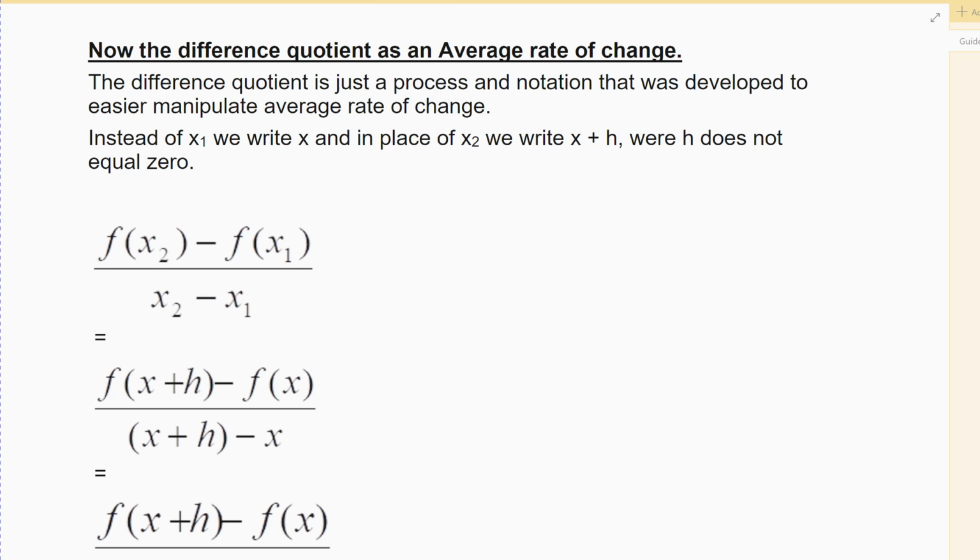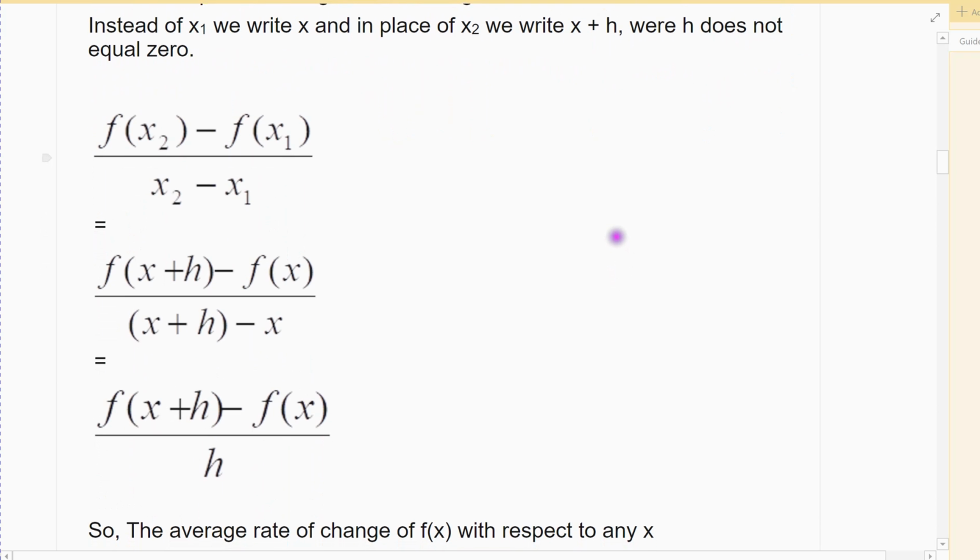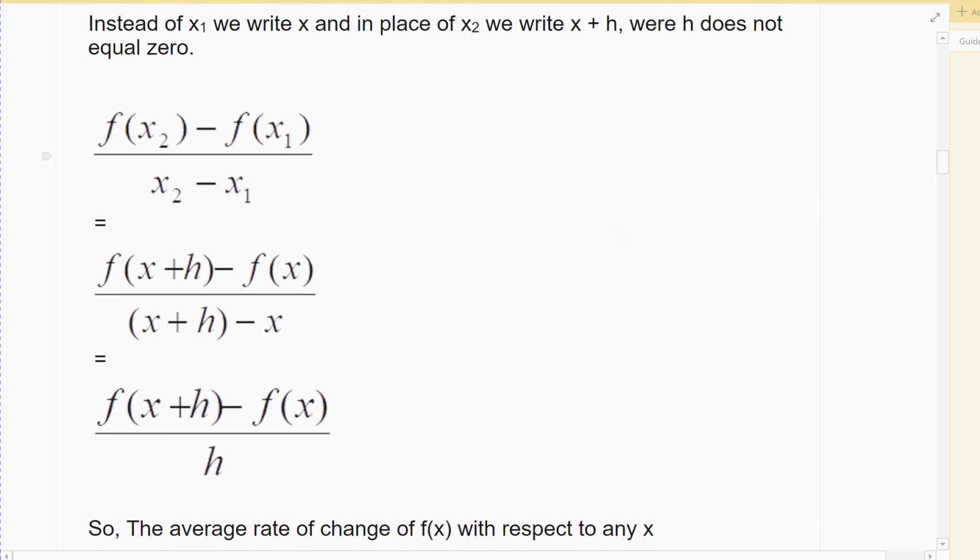Alright, the difference quotient is just a way to rewrite the average rate of change into an expression that will be easier to manipulate algebraically. Alright, so that's all it is. It was developed as an easier manipulation of the average rate of change, which we'll need because we're going to use it in the next section with limits. It's much easier to use the difference quotient versus the original expression of the average rate of change.